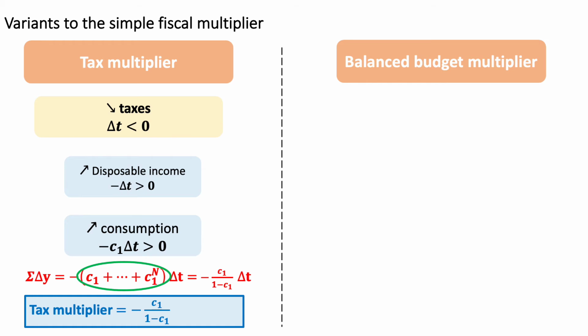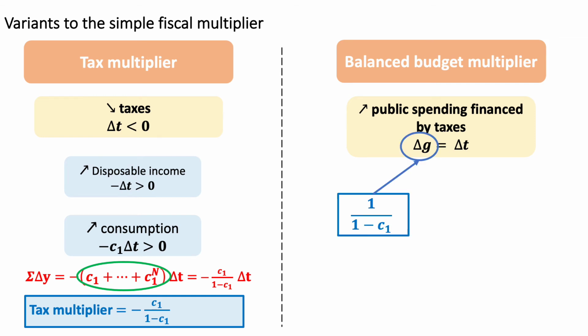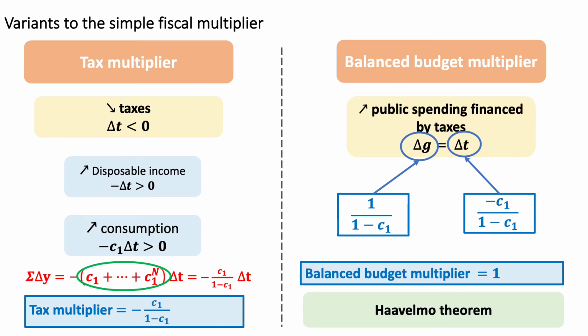There's another type of multiplier, which is the balanced budget multiplier. This is when the government finances the increase in public spending by an increase in taxes, keeping the budget constant. In this case, we have a combination of two multipliers, the budget multiplier on one hand and the tax multiplier on the other hand. Overall, the total multiplier is equal to 1.